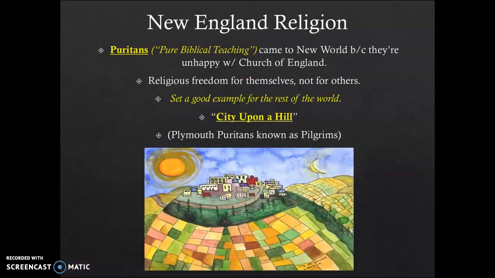Religion, again, Puritans drove everything. The church drove everything. All about pure biblical teaching. They came over here because they're unhappy with the Church of England, the Church of the South, if you remember that from a few slides ago. Religious freedom for themselves, not for others. They want to set a good example for the rest of the world, become a city upon a hill, a shining example for everyone to admire and aspire to be like.